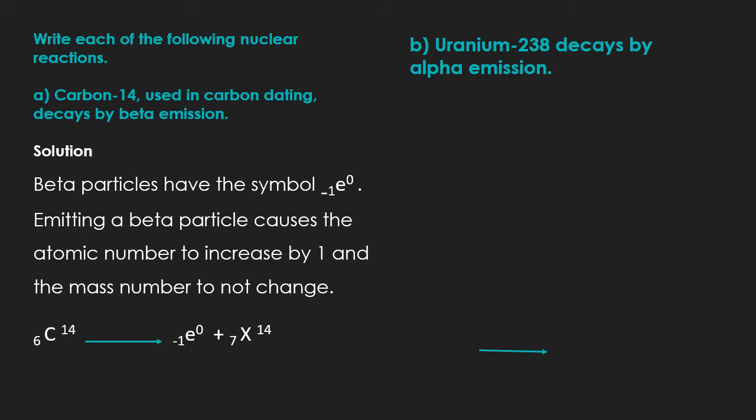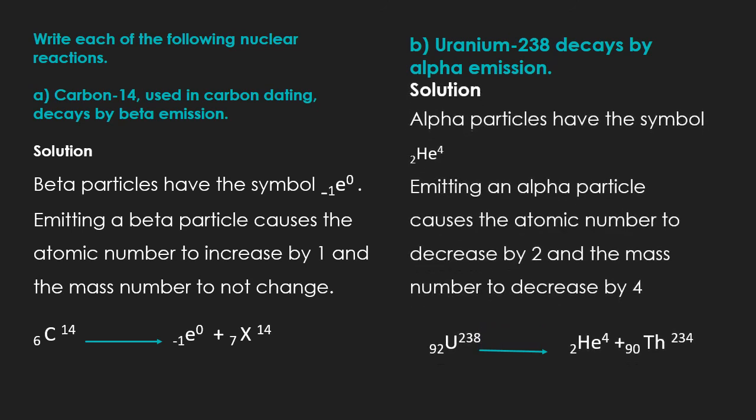After that, uranium 238 decays by alpha emission. Alpha particles have the symbol He, 2, 4. So emitting an alpha particle causes the atomic number to decrease by 2 and mass number to decrease by 4. So uranium with 238 mass number and 92 atomic number will release an alpha particle, and the new atom will have 90 atomic number and 234 mass number, because atomic number will decrease by 2 and mass number will decrease by 4. This is the end of our lesson.